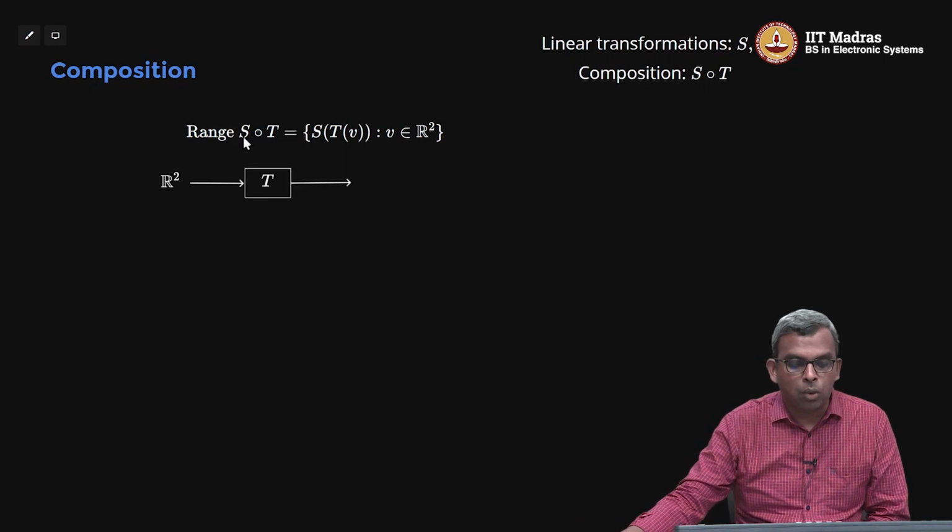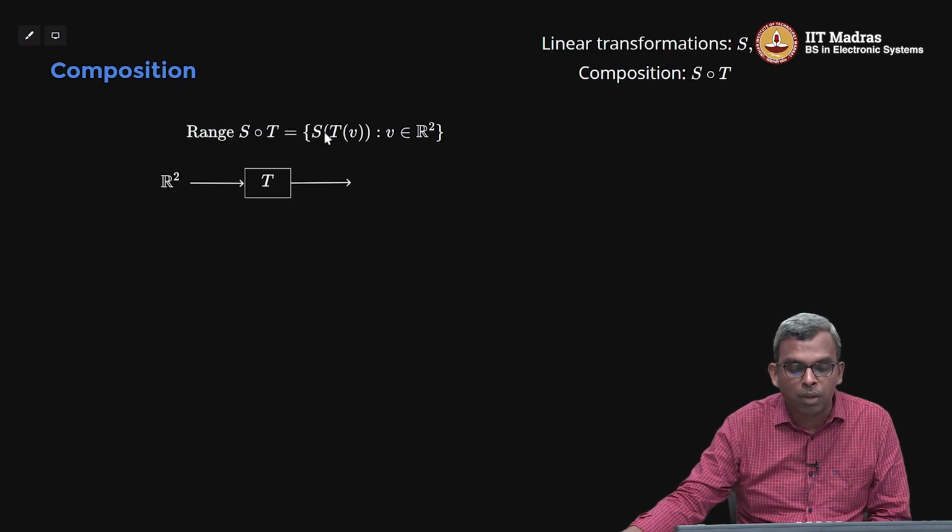So, if you want to look at the range of S composed T, how do you define that? If you look at this very carefully, you take any vector in R2, and you look at what happens when you hit it with T. So, you look at T of V, and then T of V is further hit with S. So, you get S of T of V. The set of all S of T of V for all V going through R2 is your range.